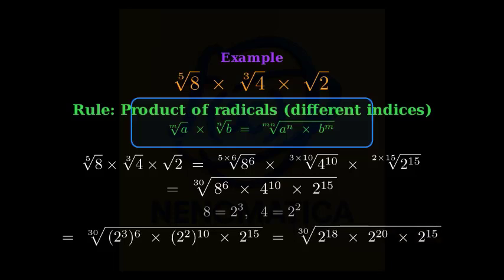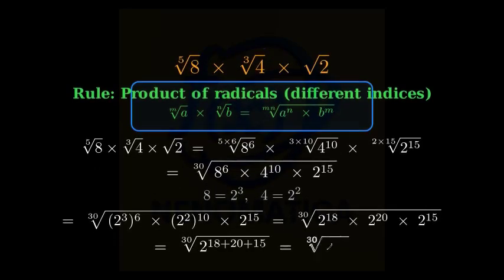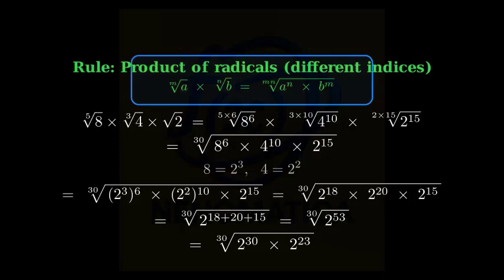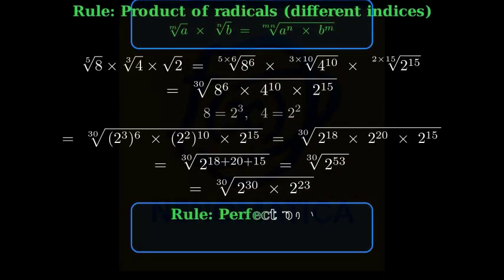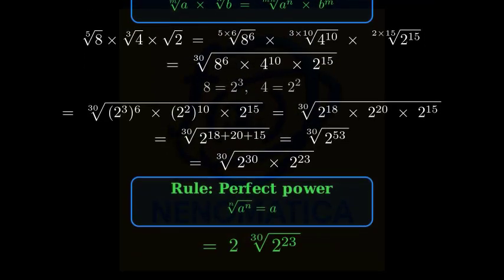Then simplify exponents. Step 4. Add the exponents inside the radical. Step 5. Split the exponent 53 as 30 plus 23. Step 6. Use the property nth root of a to the n equals a, so the 30th root of 2 to the 30 is 2. The final simplified form is 2 times the 30th root of 2 to the 23rd.